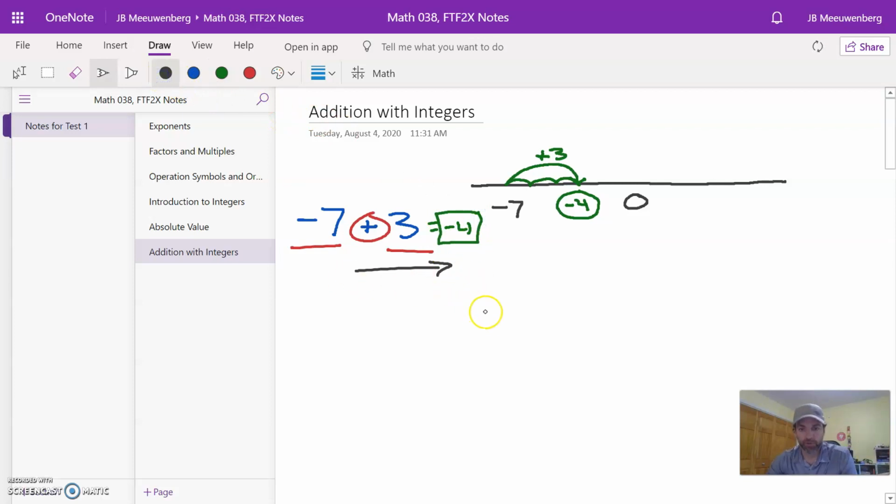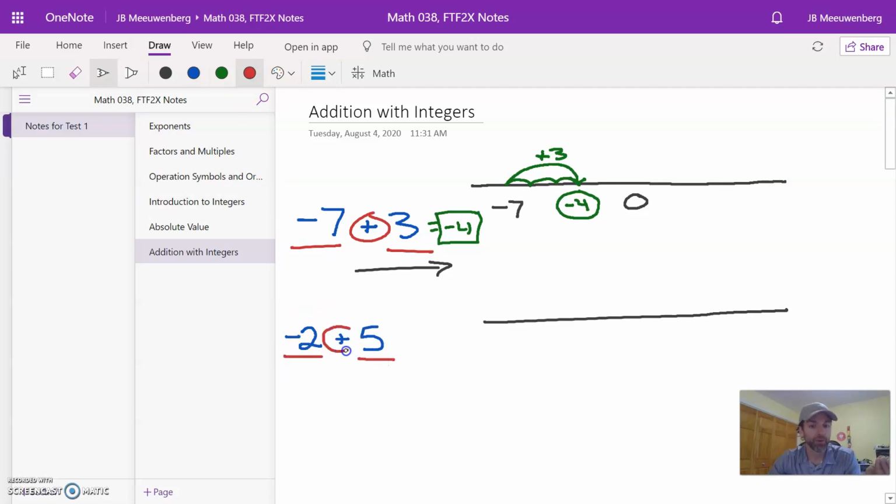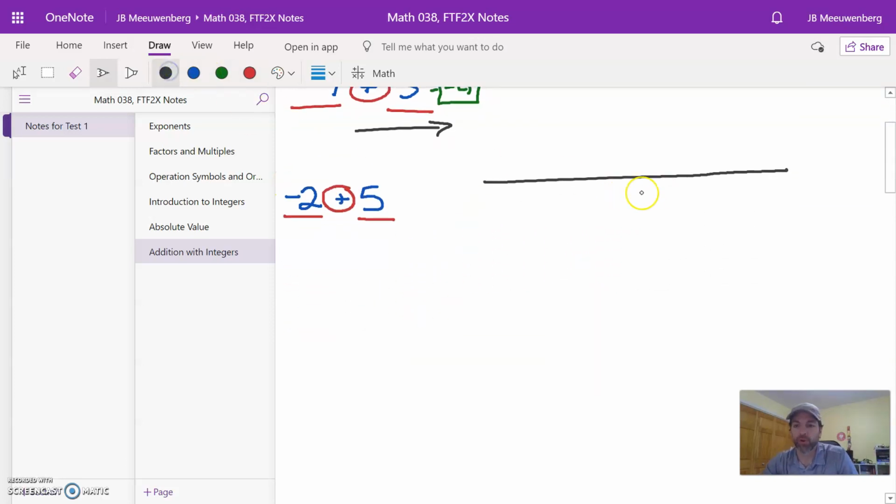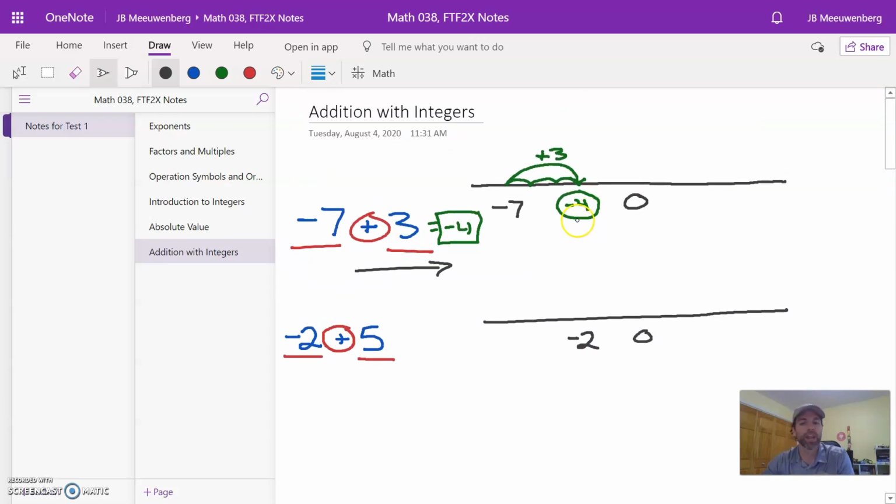So let's look at another one. -2 plus 5. So again, we have two integers, -2 and 5, and we are adding them. So again, we'll start by putting 0 on our number line, and then we're going to put -2 here, so it's a little closer. -2 right there. And we're going to add 5.